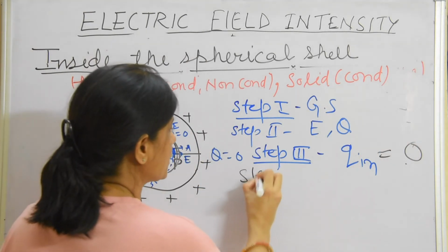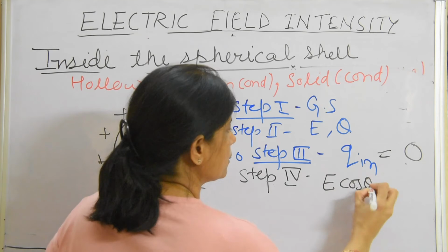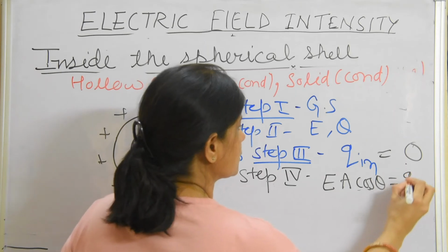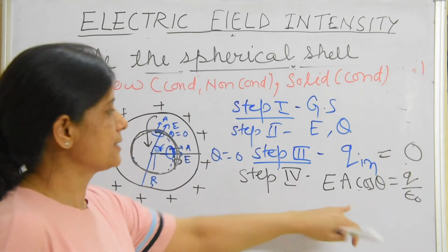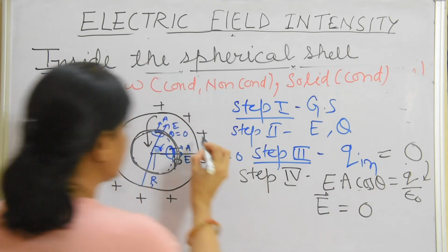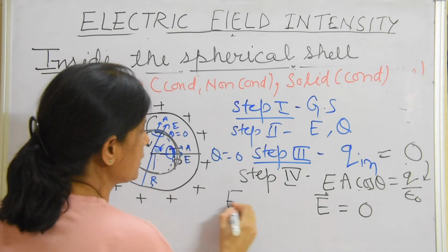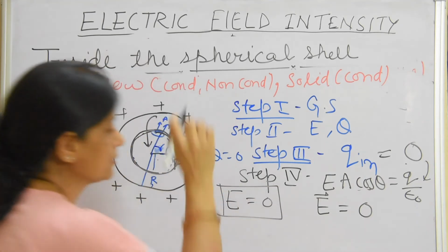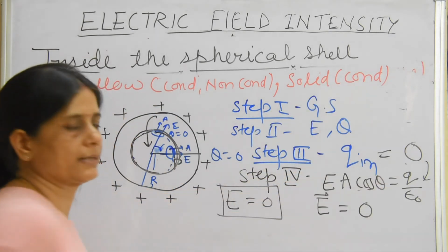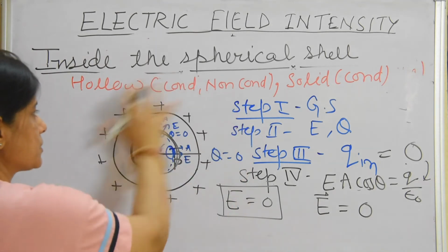So step number 4. Step 4 is we have to calculate the formula. We have E A cos theta is Q upon epsilon naught. Since Q is 0, so electric field intensity inside this shell is 0. So there is no electric field intensity inside this spherical shell. If it is conducting, non-conducting, hollow, or it is a solid conducting sphere, because in case of solid conducting sphere, all these charges will spread on the outside surface.